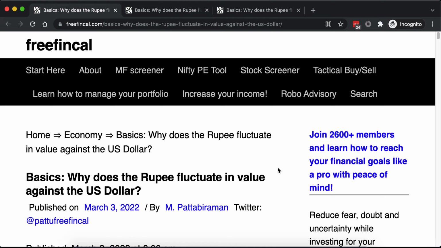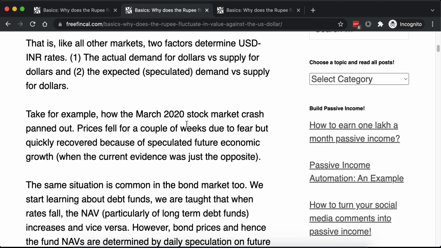So, for example, in the equity market, you have the March 2020 crash. The crash occurred for about 2 weeks, and then it recovered. Although the economy did not recover, the participants in the equity market believed that the economy will recover, and they speculated on that and put money into it, and therefore the market recovered. So there's a lot of speculation in the forex market as well, and that's one of the primary factors for governing what happens there.